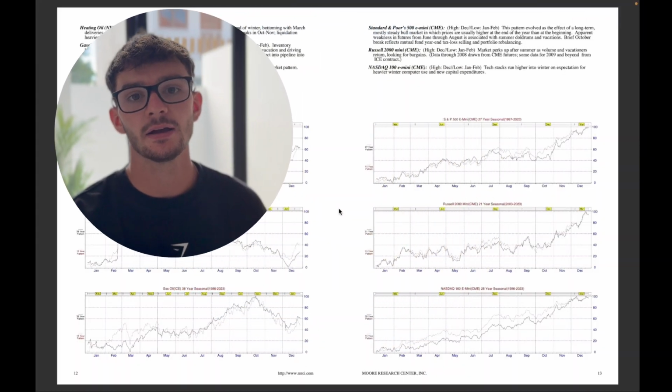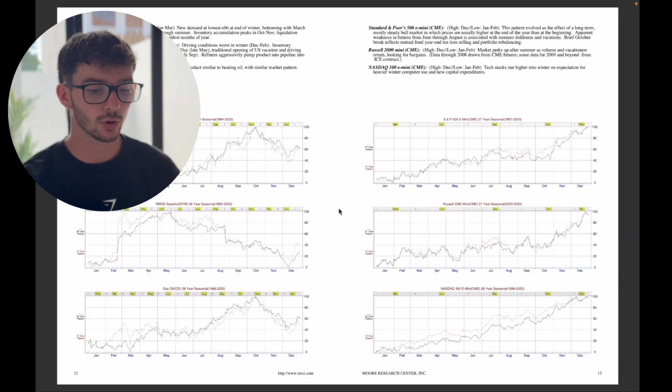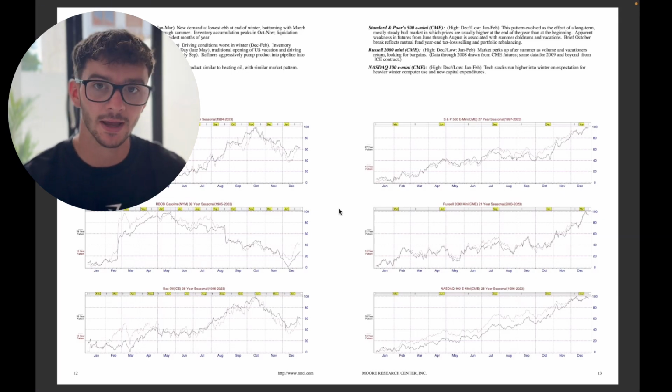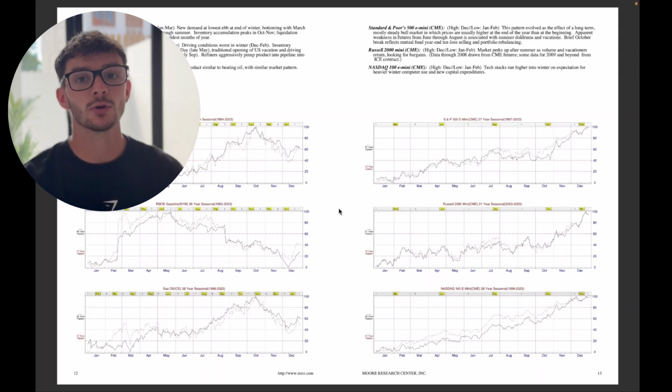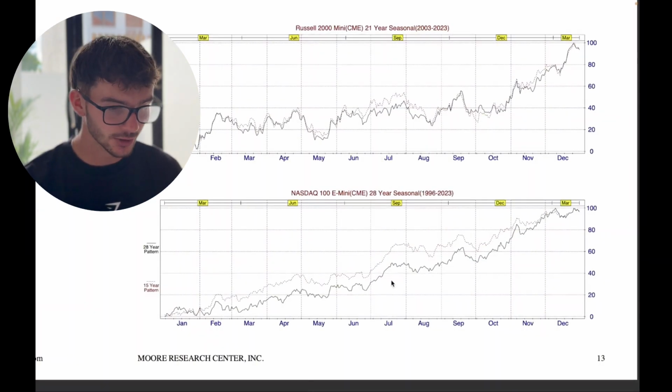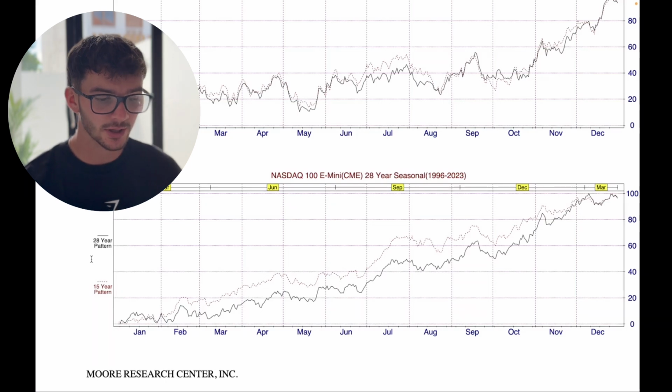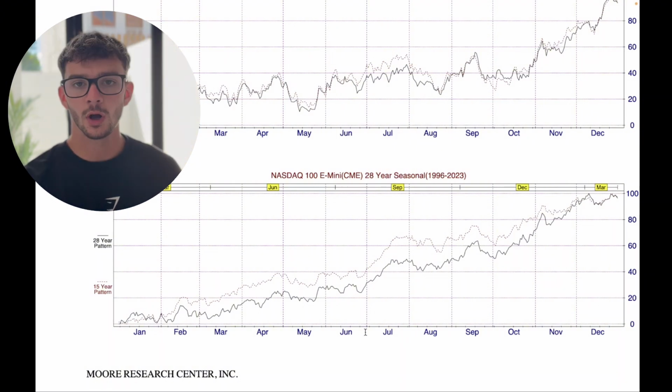So this graph I have had to pay for from James Moore Research, which is what ICT recommends when he talks about seasonal tendencies. This graph is essentially going to show you what the asset that you're trading is most likely to do based on what it's done seasonally for the past 20-25 years. So if I zoom in onto the NASDAQ chart, you can see we have a 28-year pattern and a 15-year pattern. Now what we're going to do is look for the real obvious moves of this graph to determine what the NASDAQ is most likely to do seasonally based off what it's done for the past few decades.